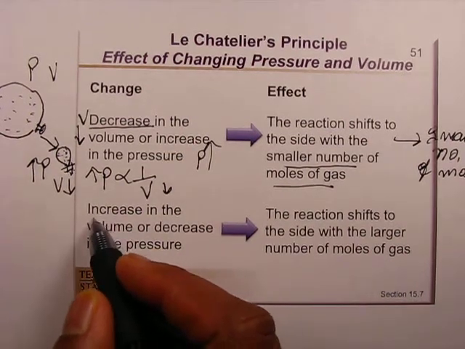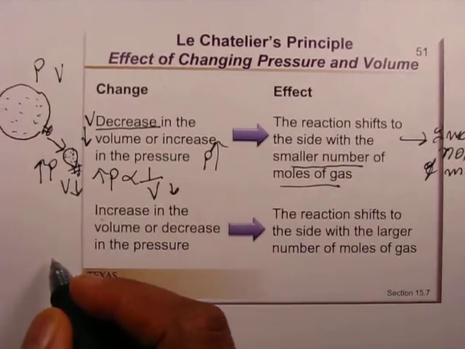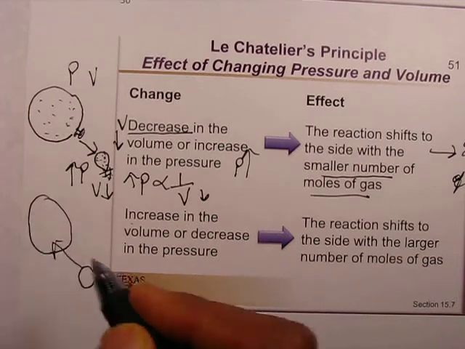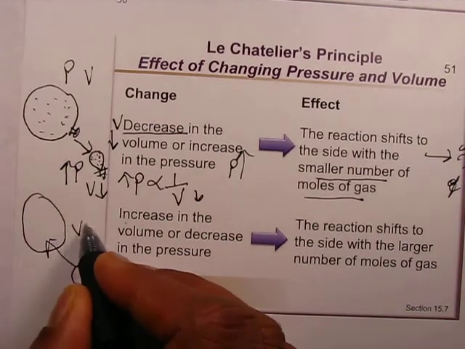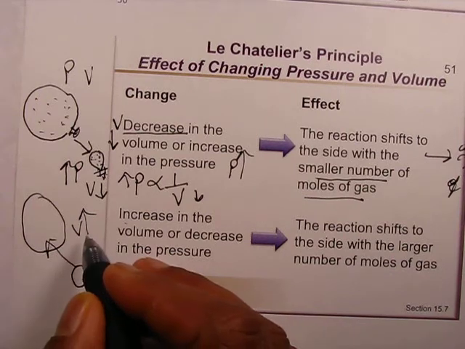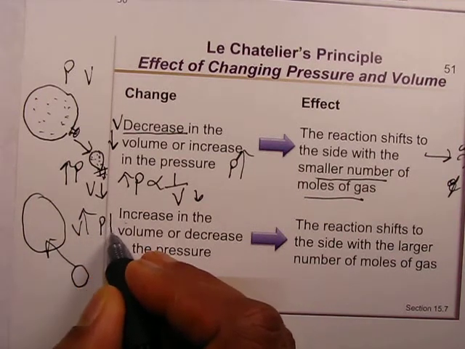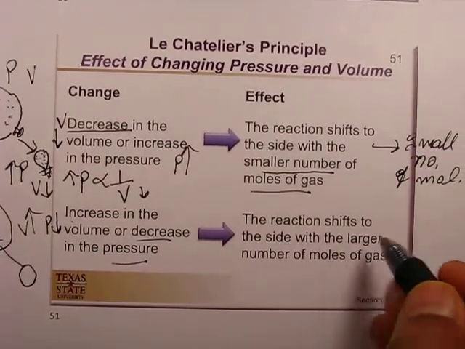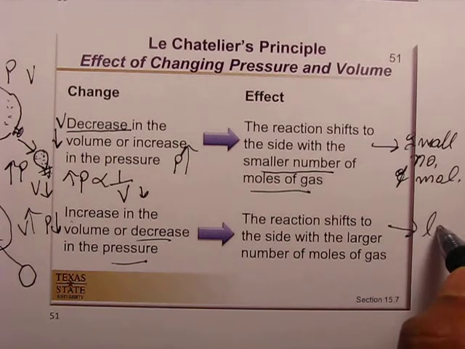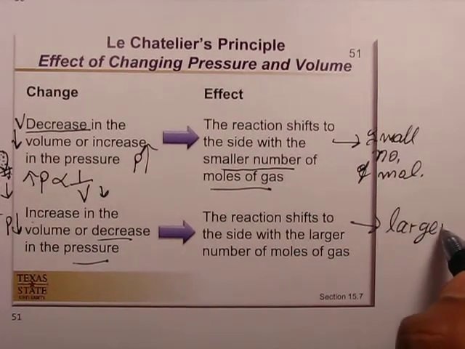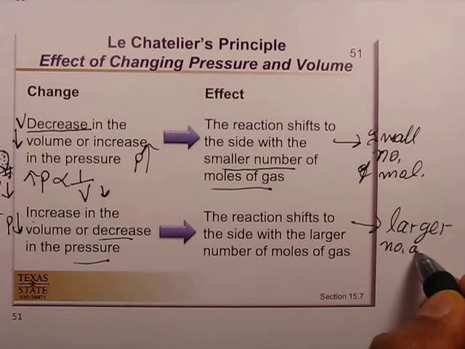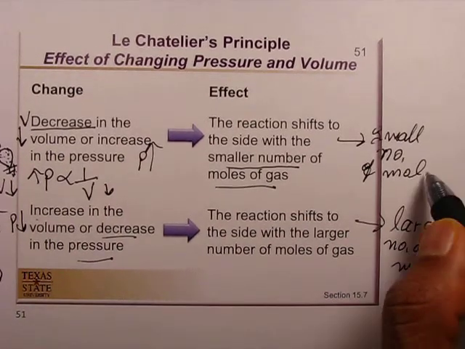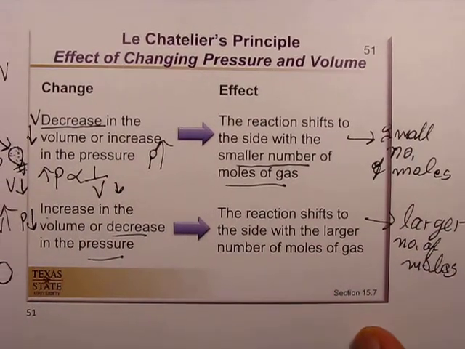And another condition is increase in the volume. So suppose we have a small volume and we are going to a big volume. Increase in the volume, and if we are increasing volume, pressure will decrease, or decrease in the pressure. The reaction shifts toward the larger number of moles, right. Larger number of moles will form, equilibrium will shift toward the larger number of moles.